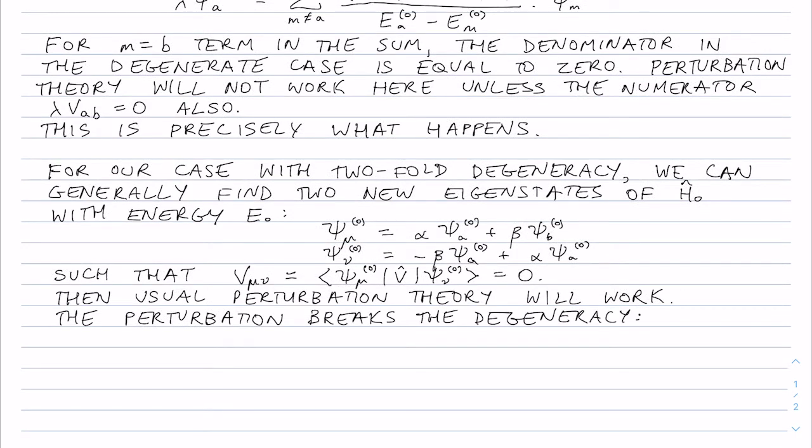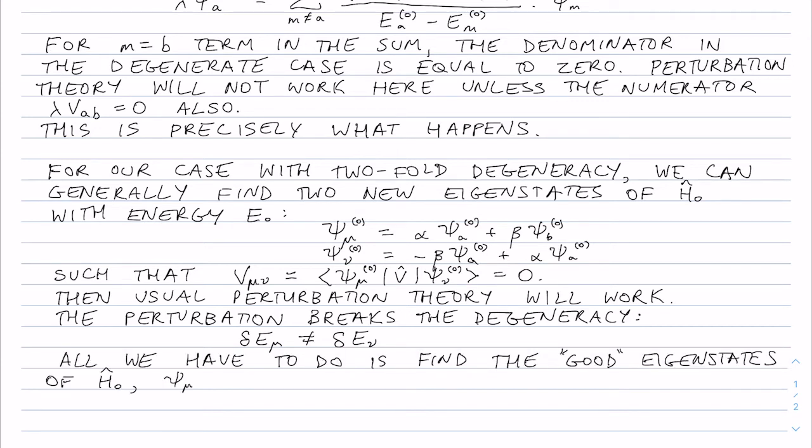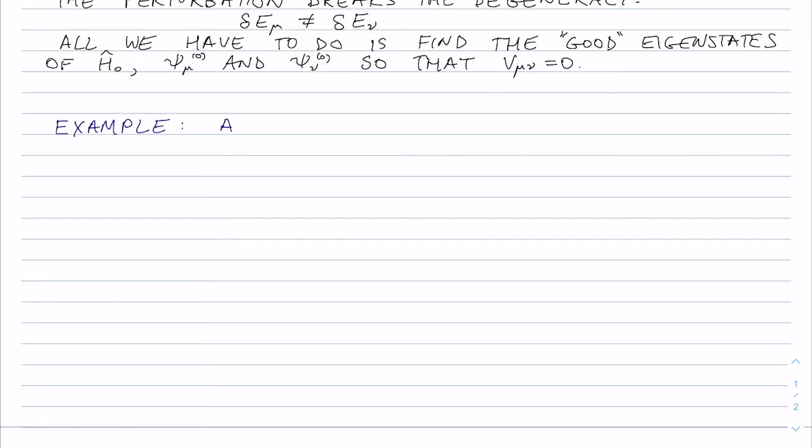The perturbation will break the degeneracy so that the shift in energy for the mu state is not equal to the shift in energy for the new state nu. And so they end up having different energies. All we have to do for this to work is to find the good eigenstates psi mu and psi nu so that V mu nu equals 0. So that seems a little bit esoteric at the moment. So what we're going to do next is an example which should help us out.